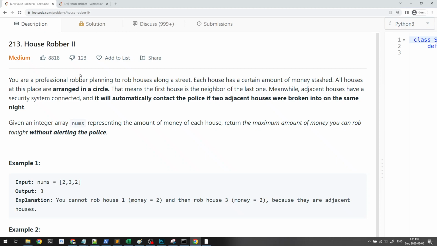In this question, you're a professional robber planning to rob houses along a street. Each house has a certain amount of money stashed. All houses at this place are arranged in a circle. This means that the first house is the neighbor of the last one.